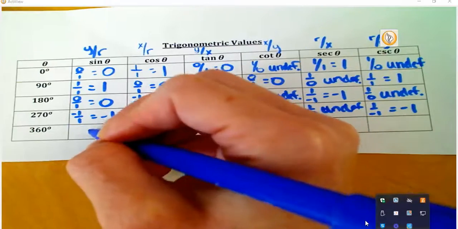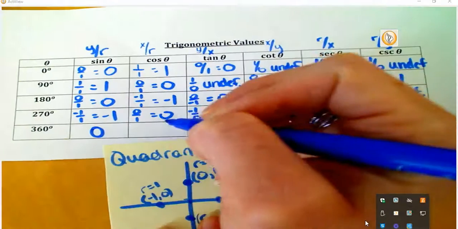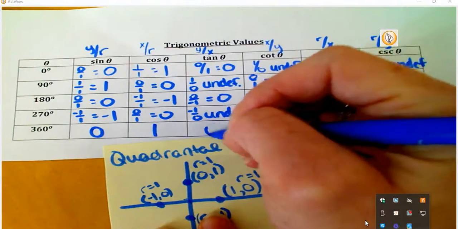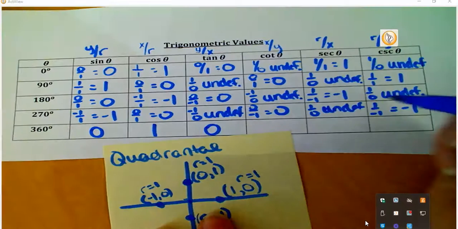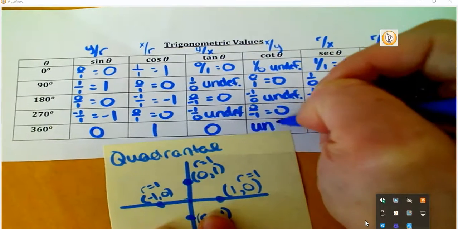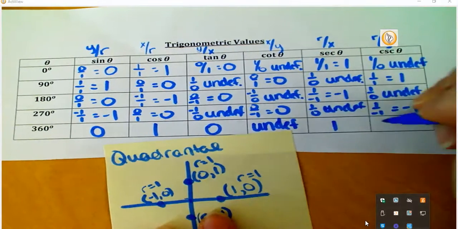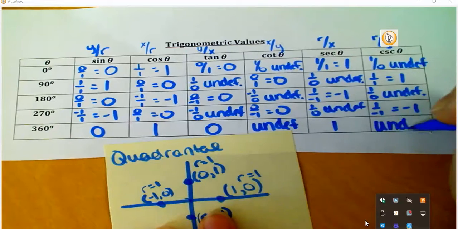So for sine, 0 divided by 1 is 0. Cosine, 1 over 1 is 1. Tangent, 0 divided by 1 is 0. Cotangent, 1 over 0, undefined. Secant, 1 over 1 is 1. Cosecant, 1 over 0, undefined.